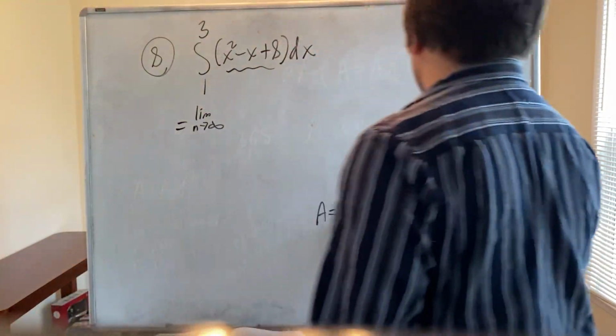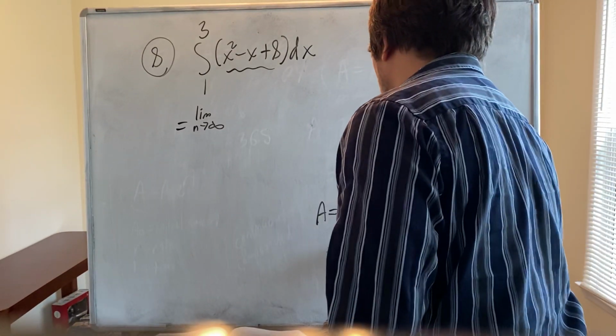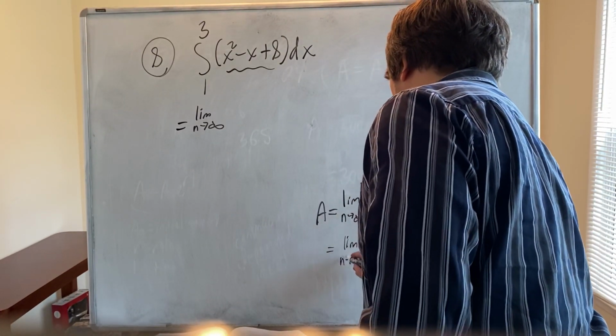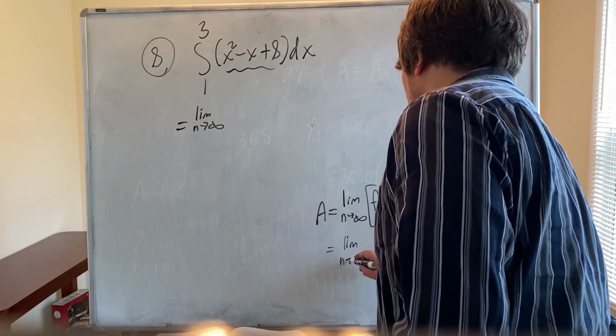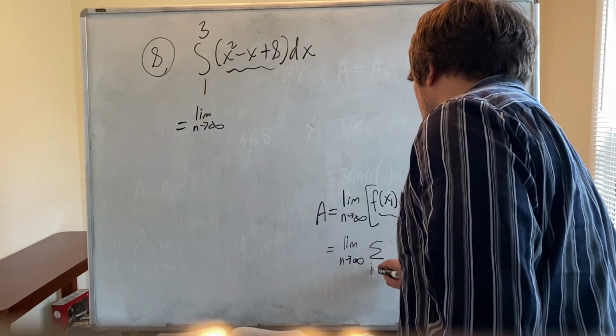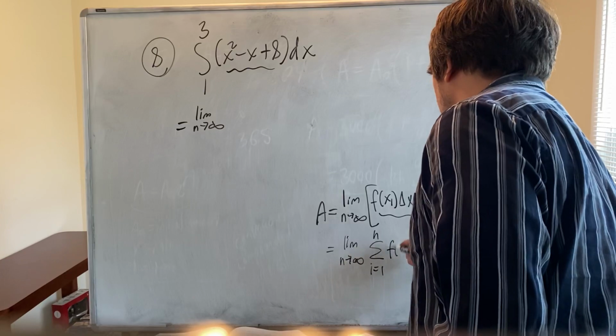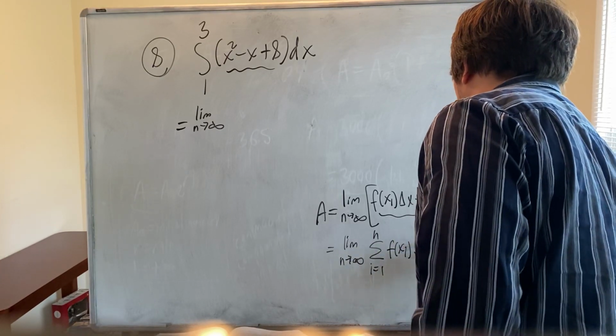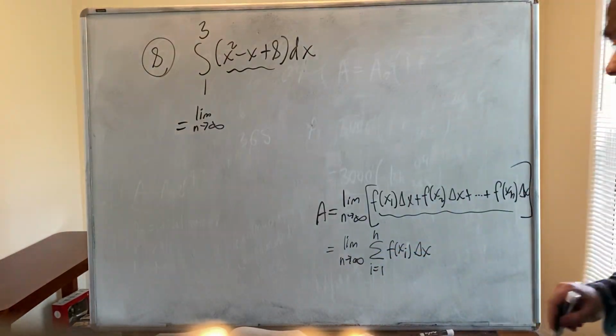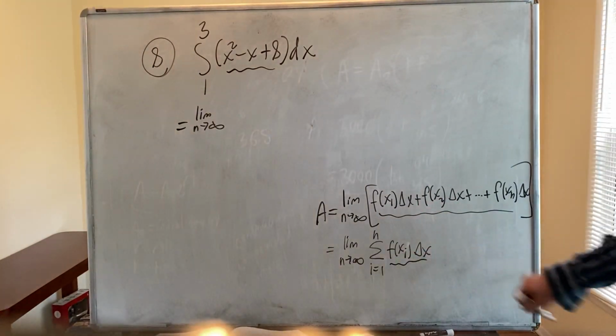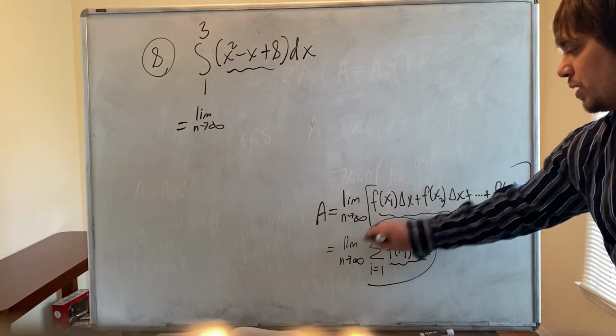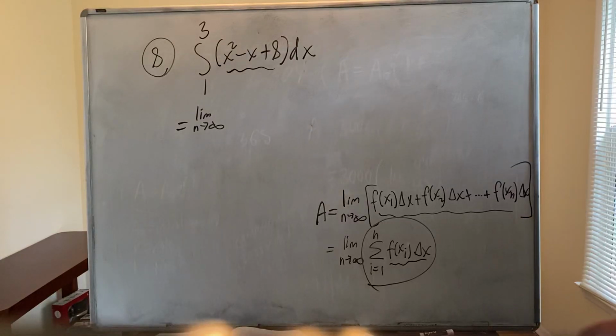Another way to write this, right, is using summation notation. So this is equal to the limit as n approaches infinity of the sum from i equals 1 to n of f of x sub i delta x. Okay? So that sum you can write in this sum notation. That represents the entire sum.